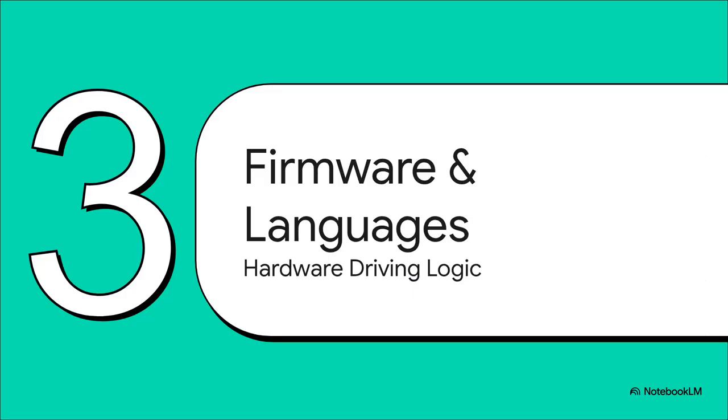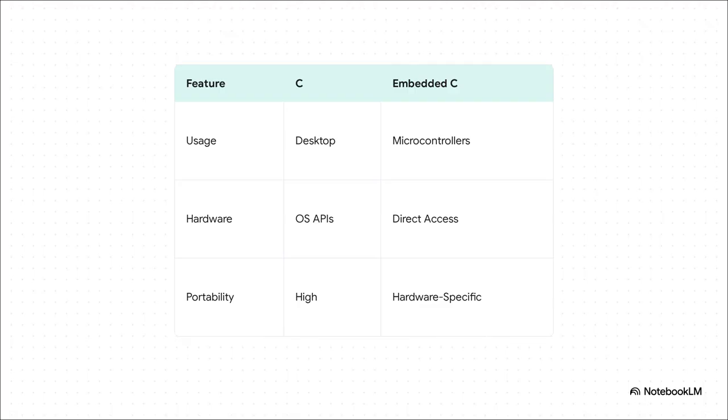Section 3. Firmware development and languages. The logic that drives the hardware. I'd highly recommend taking a mental screenshot of this comparison because understanding the difference between standard C and embedded C is vital here. Standard C is mostly for desktop apps and usually goes through OS APIs. But embedded C, it's purpose-built for microcontrollers with strict resource limits. It allows you to directly access the hardware registers and I/O ports. Now the trade-off is that because it's tied so intimately to specific hardware, embedded C is inherently less portable than standard C.